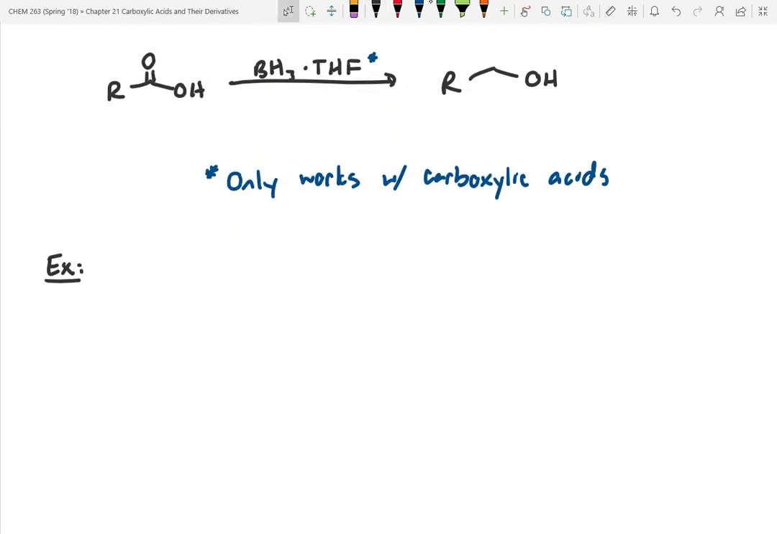You still use peroxide? No, it's actually just one step. Yeah, so no peroxide in this one. Good question.